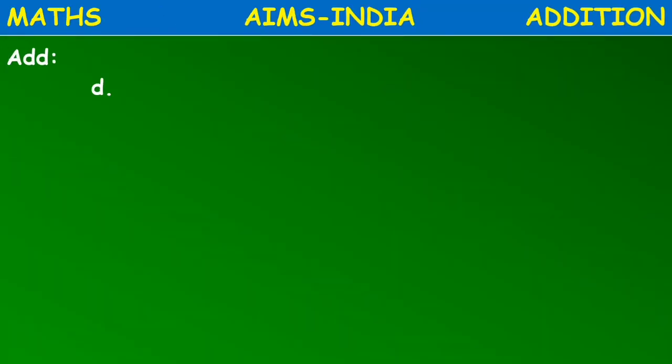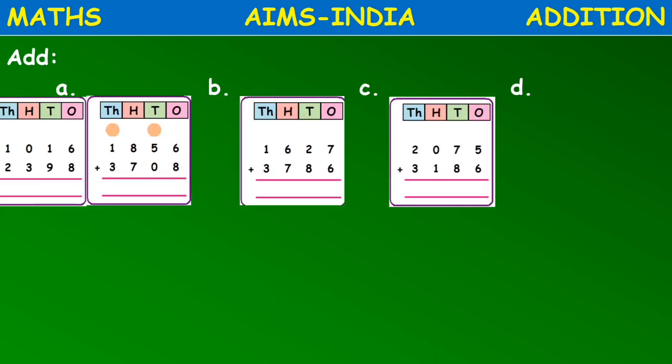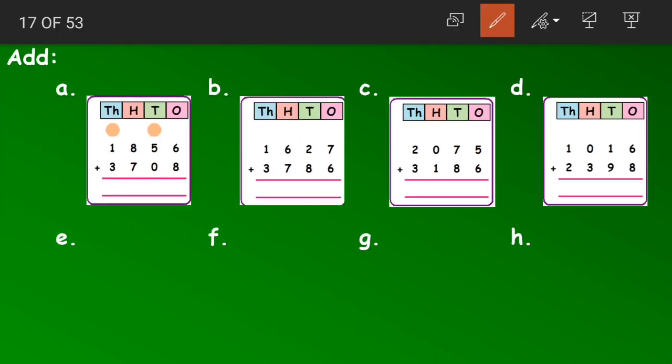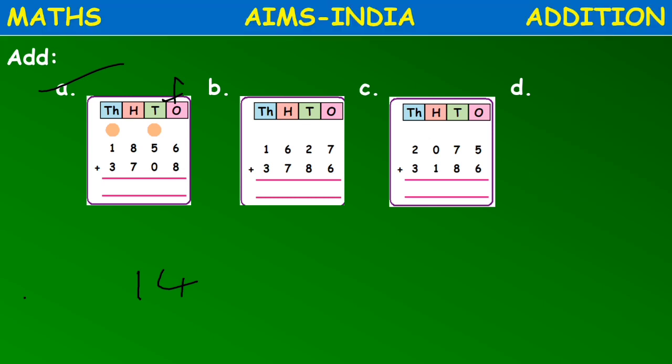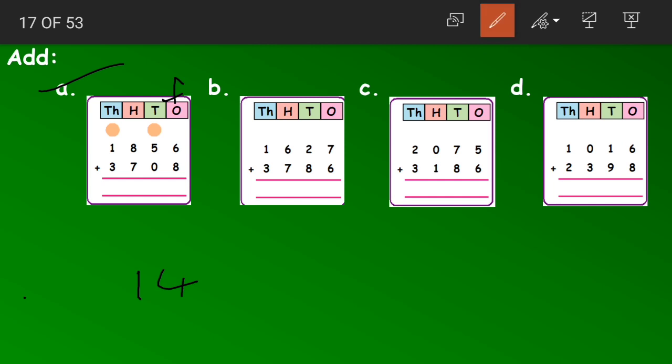Moving on, again we have some more examples here. I'll solve the first question for you. In the ones place, we have 6 and 8. So 6 plus 8 becomes 14. Now in this 14, we'll write 4, which is in the ones place here, and we'll carry this digit to the tens place. So 1 gets carried.